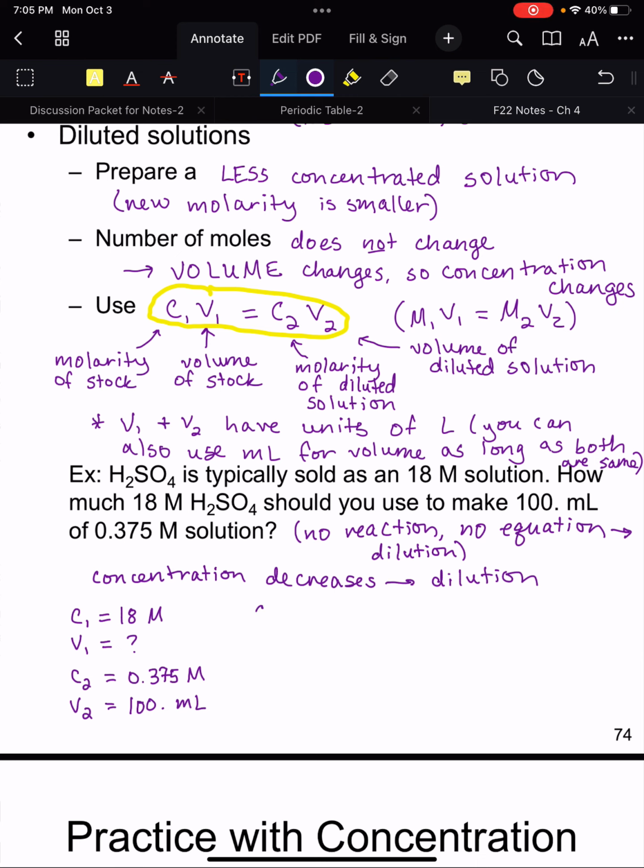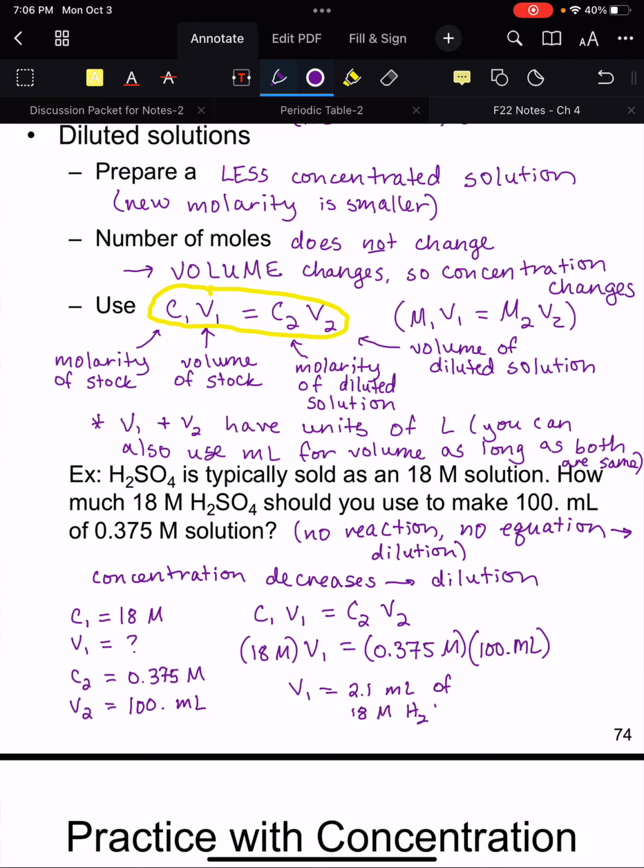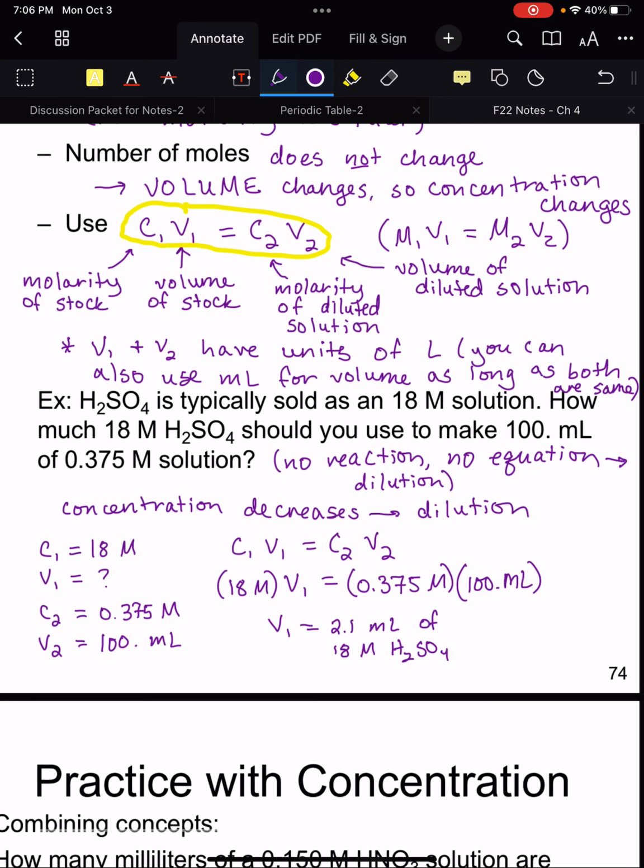So let's apply our equation. C1V1 equals C2V2. C1 is 18 molar. V1 is what we're solving for. C2 is 0.375 molar, and V2 is 100 milliliters. So if you multiply 0.375 by 100 and divide by 18, we get that we need 2.1 milliliters of the 18 molar H2SO4 to make this solution. So we really don't need very much at all in order to make the solution.